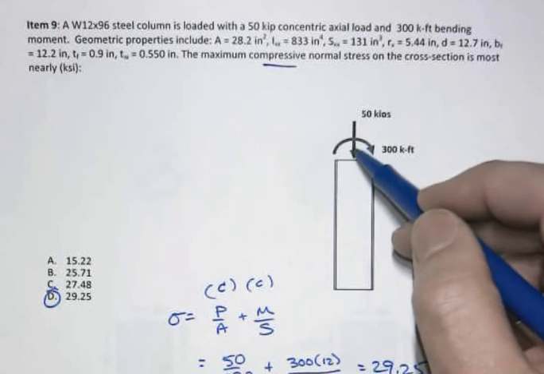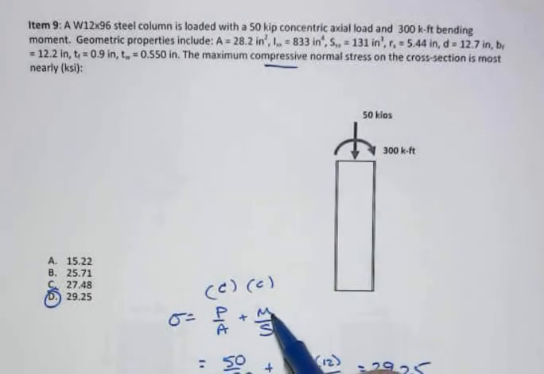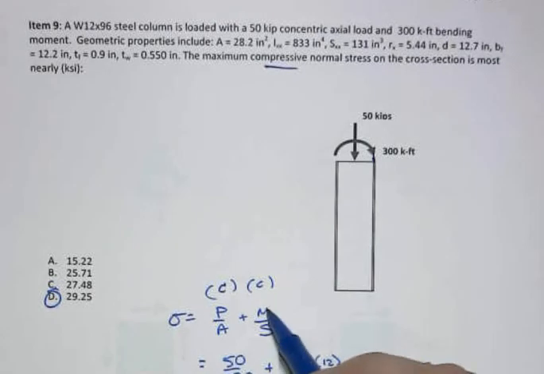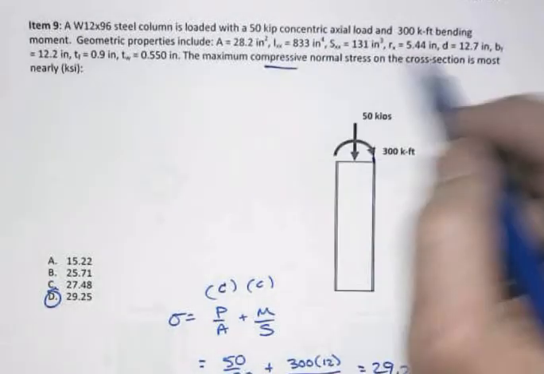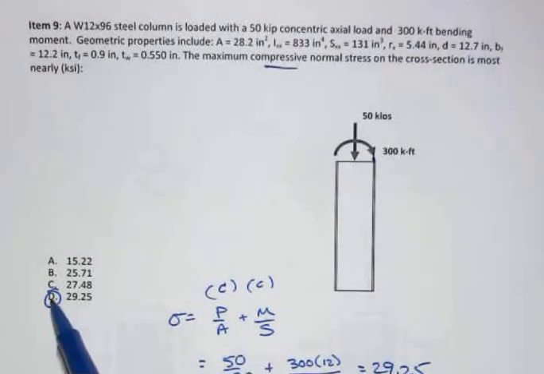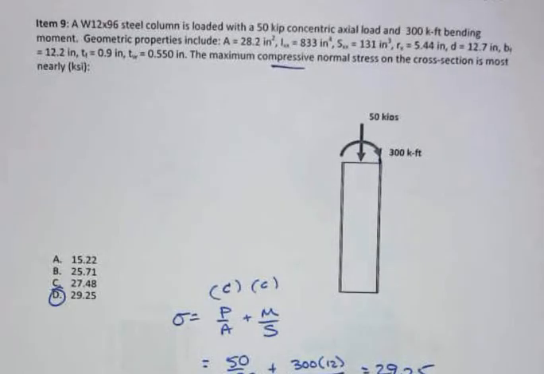stress from P over A, that's 50 kips over the area, and then sigma equals My over I, but we want the maximum, which will be at the outer fiber over here to the right, so that's going to be M over S. If you want to do MC over I, you can certainly do that. You're given the I, you're given the D, so C would be half of that. Work that out and you get an answer of 29.25, or pretty darn close to that.